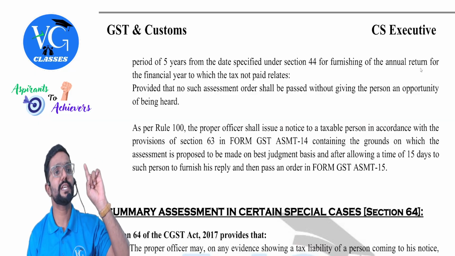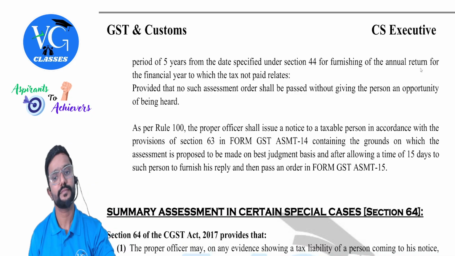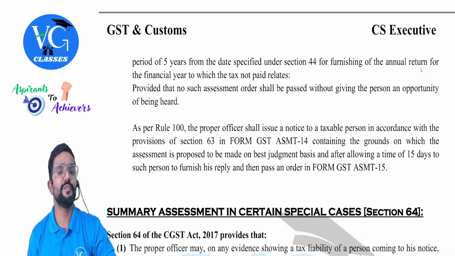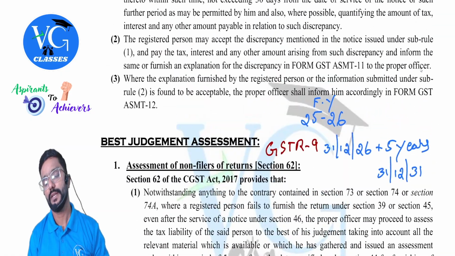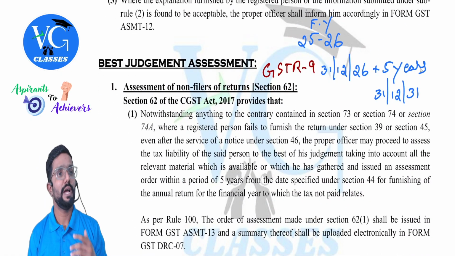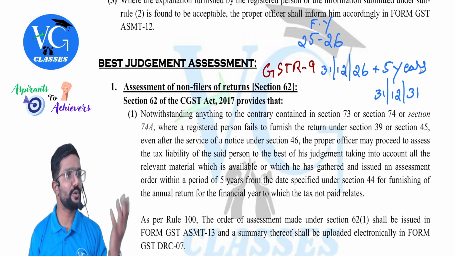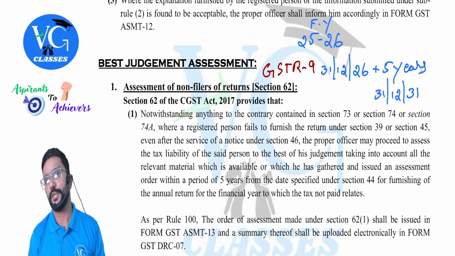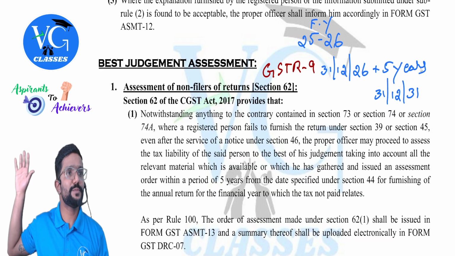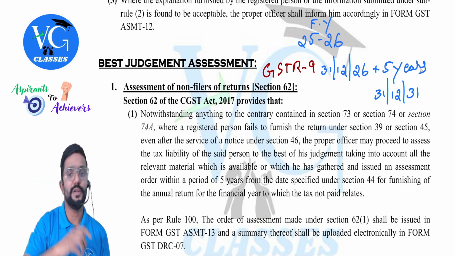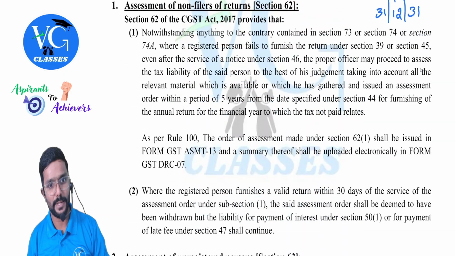Guys, what is covered in section 44? Annual return. For furnishing of annual return of the financial year to which the tax not paid relates to. Same calculations, guys. Assume I was supposed to get registered in the year 25-26, but I am not registered. Now, what is the limit for the proper officer to pass the assessment order? Within 5 years from the due date of filing annual return. Yes, sir.